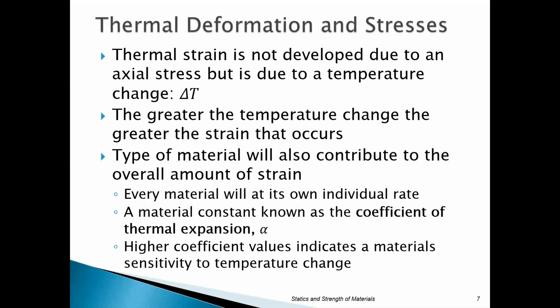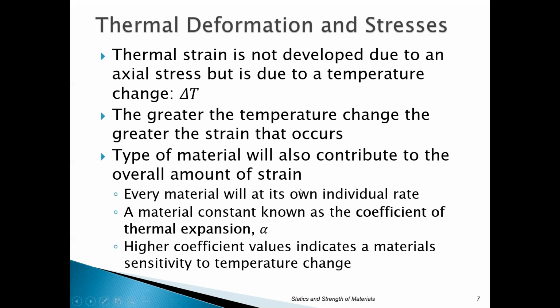But it's due to what we would call delta T. Delta T is what you call a temperature change. And so the greater that change, the more strain occurs. So this is a direct multiplier. That delta T will be a direct multiplier in terms of how much strain is occurring.